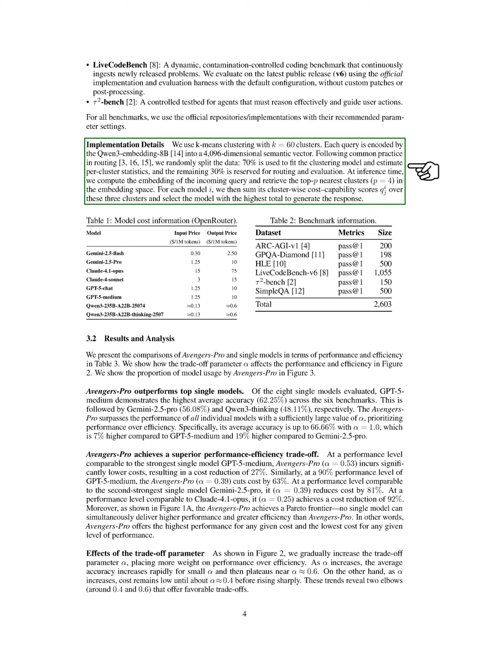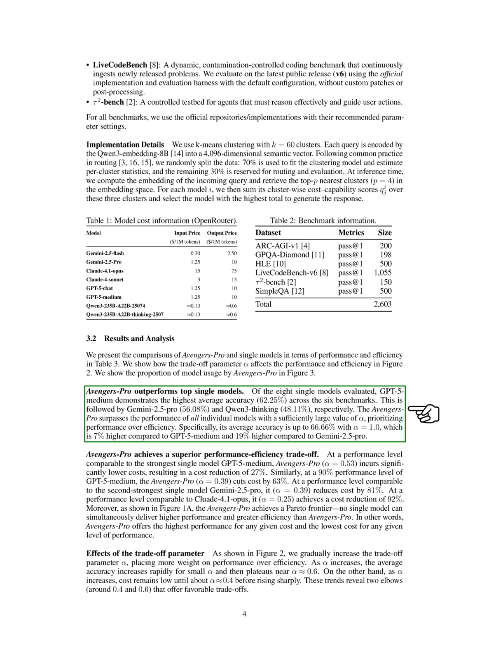In terms of implementation, we apply k-means clustering with 60 clusters. Each query is transformed into a 4096-dimensional semantic vector using the Qwen 3 Embedding 8B. We split our data into 70% for fitting the clustering model and 30% for routing and evaluation. During inference, we compute the embedding of incoming queries and find the 4 nearest clusters. We then sum the cost-capability scores for each model across these clusters and select the model with the highest total to generate responses. Our results show that Avengers-Pro outperforms all individual models.